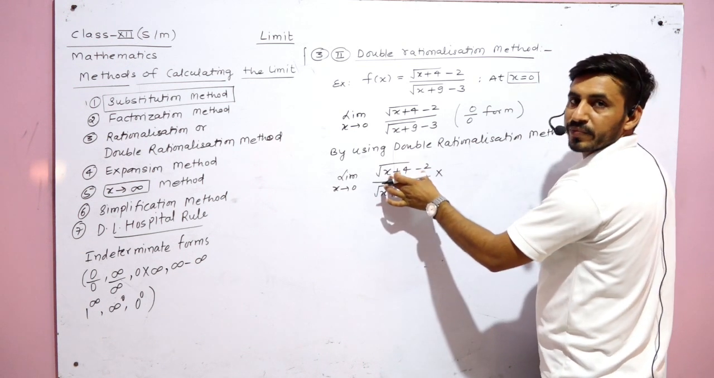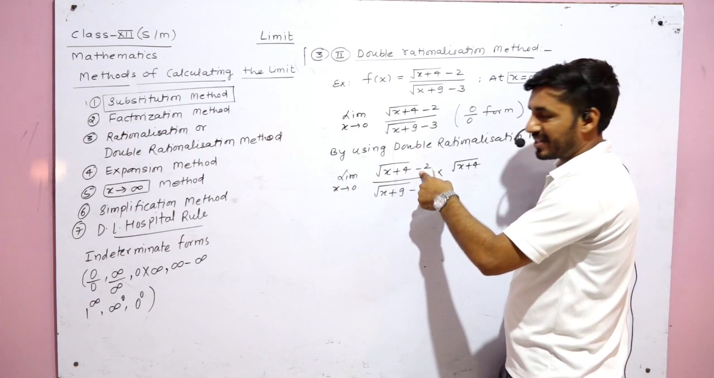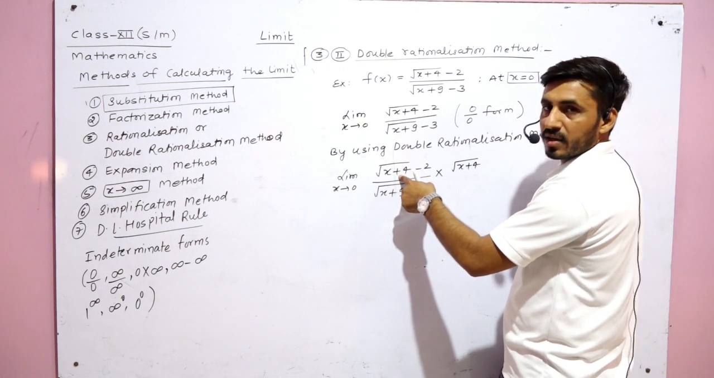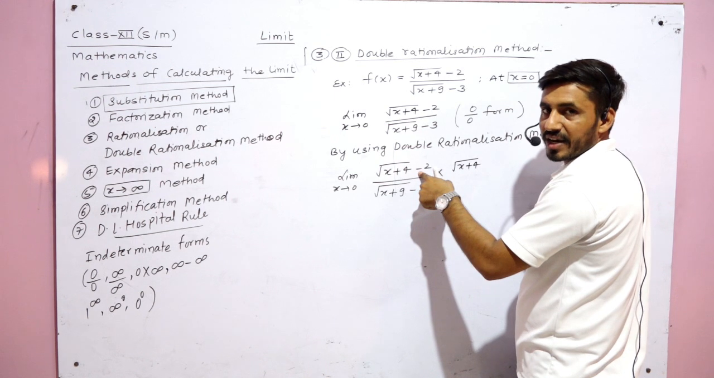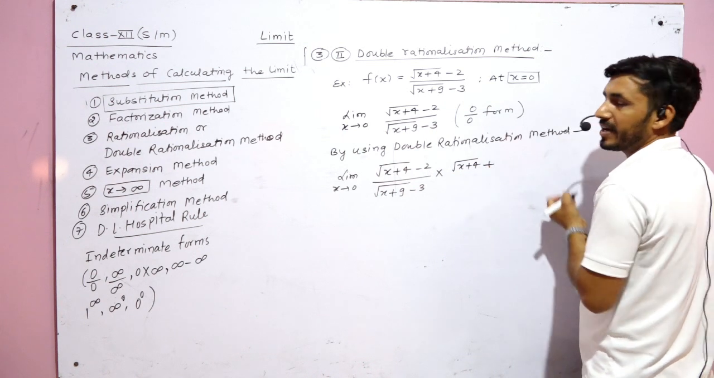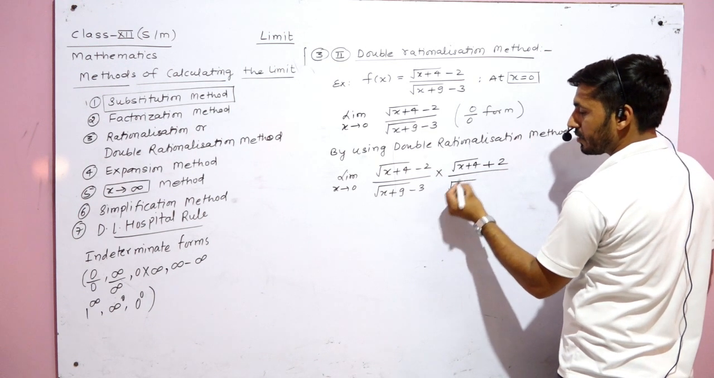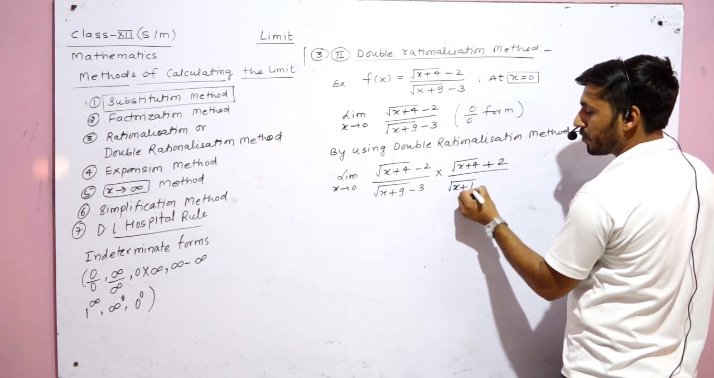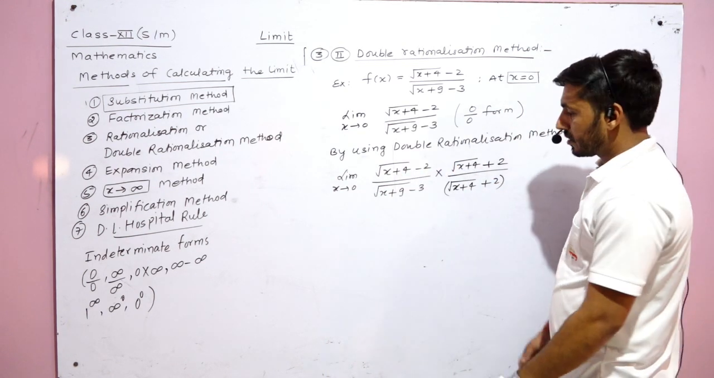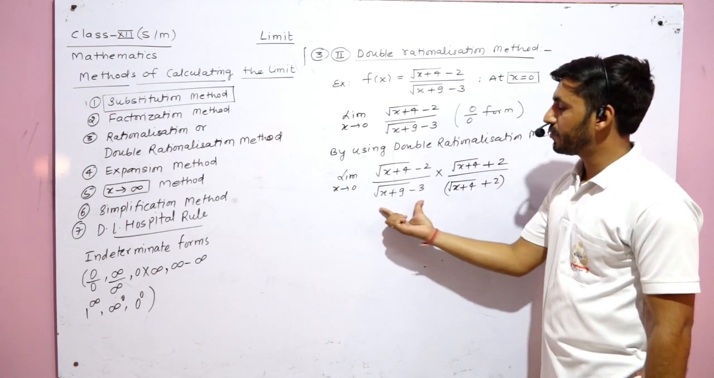Think about this term, here given as root of x plus 4. If we want to apply the rationalization method, then the sign is taken as plus in the place of minus. Then we will write here plus, and the term is written as 2. The same term is written in the denominator, root of x plus 4 plus 2. This is the rationalization of this term.